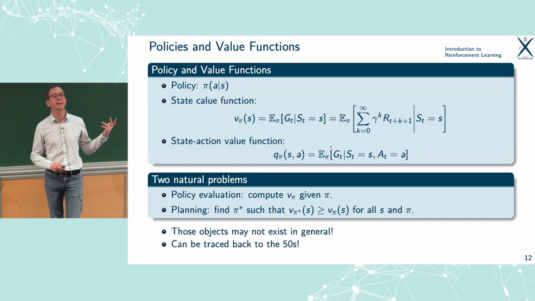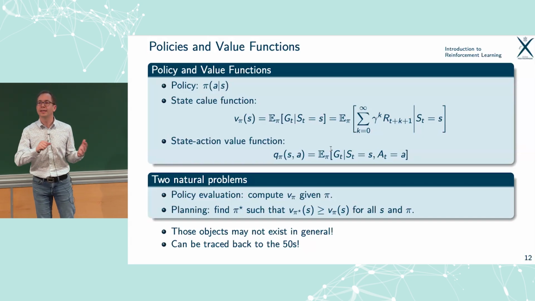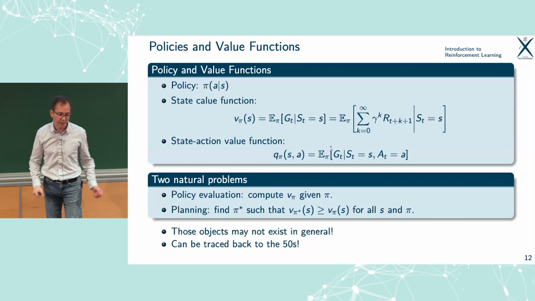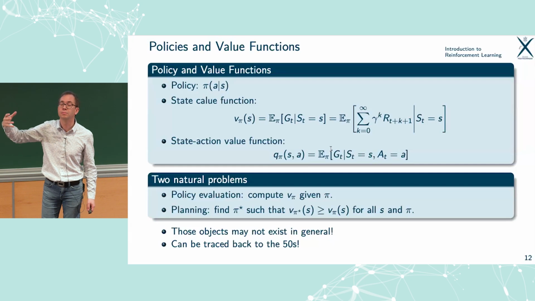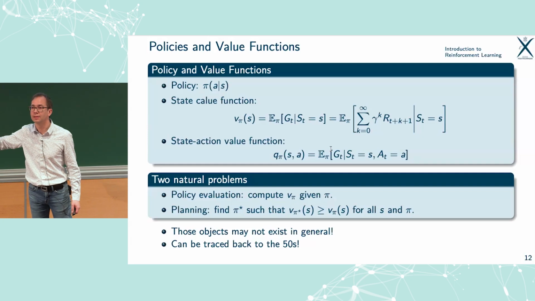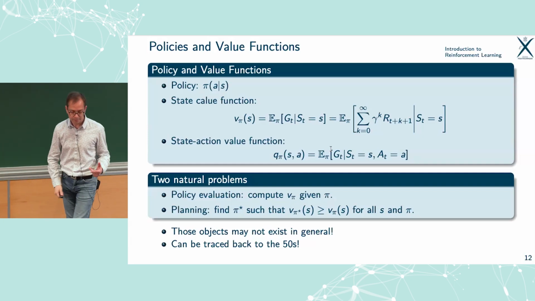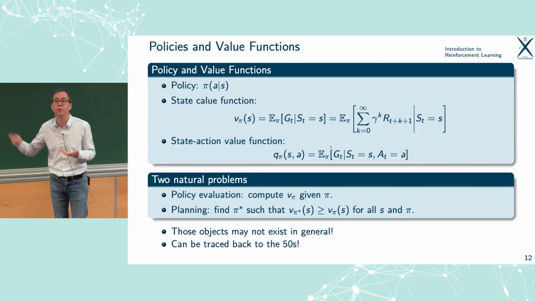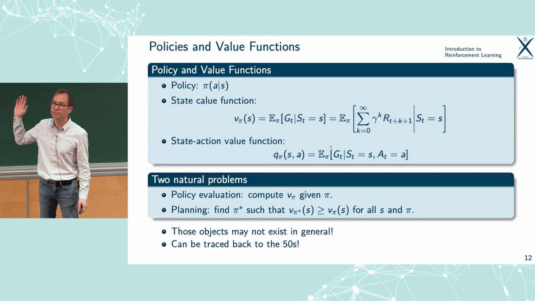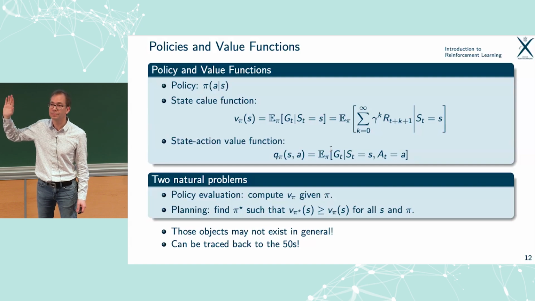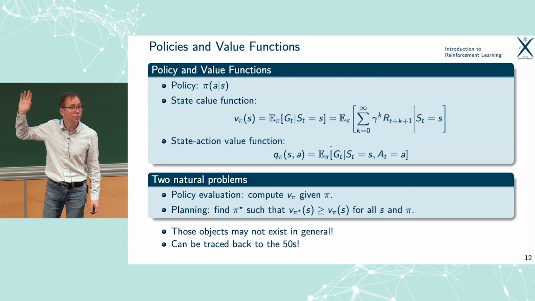And the question I was asking at the beginning, am I good? Can I do better? It can be framed as policy evaluation: given a policy, what is this value function, what can I expect starting from a certain place? And the second one, what is the optimal policy? Maybe the optimal one is one which is better starting from any state. I'm not claiming that those objects exist. It's not obvious. It's true, but you have to work.